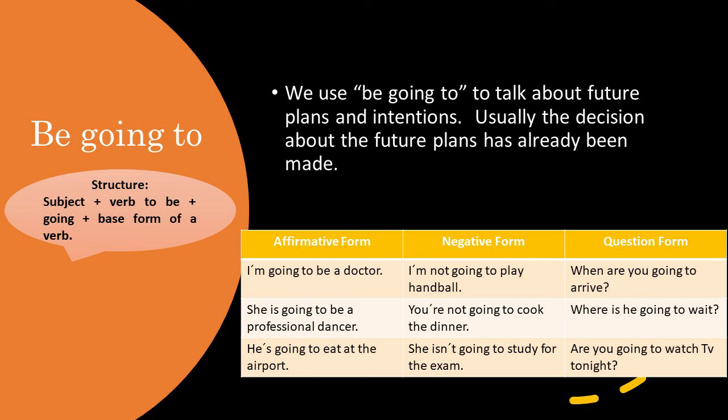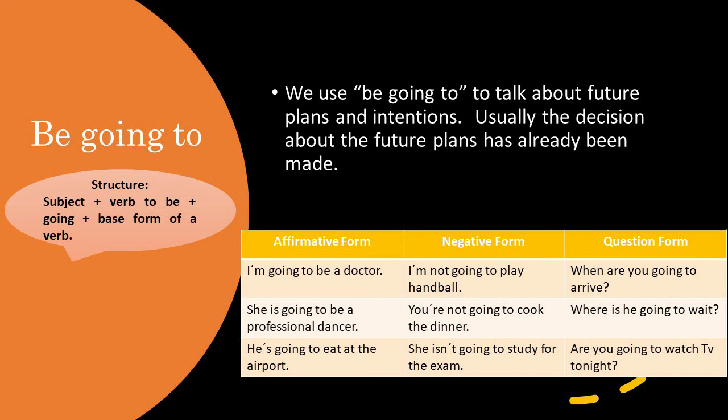For example, I'm not going to play handball. You are not going to cook the dinner. She isn't going to study for the exam, right? Or for example, you aren't going to pay attention in this video or something like that, right? These are some examples, right?